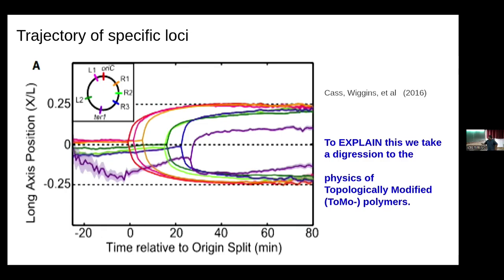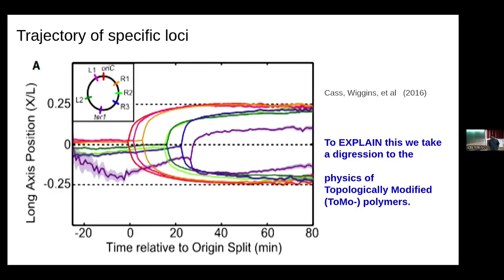This is data again from the same experiment, Carson Wiggins. So ORI first splits and goes to the quarter position, and different loci as a function of time go to their home positions along the long axis, and this is a function of time. So my aim is to explain this. How does such spatio-temporal organization happen?